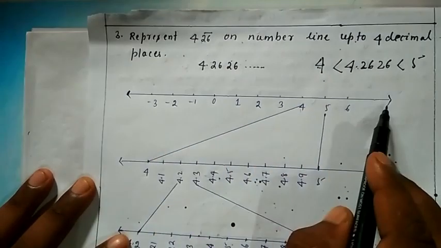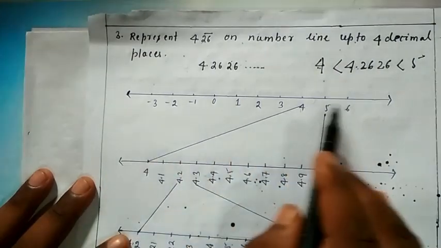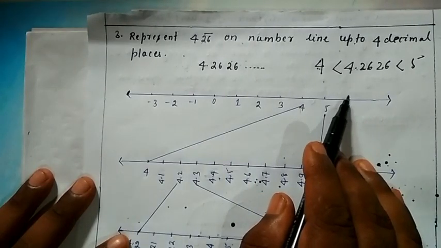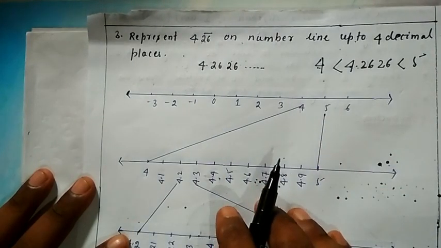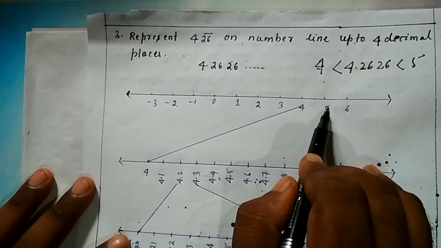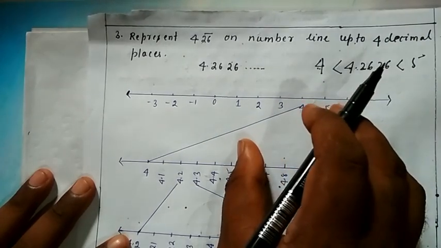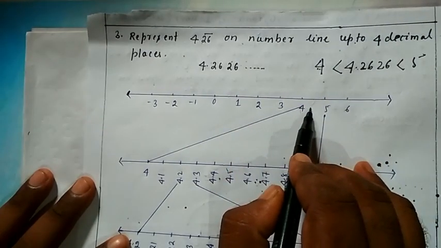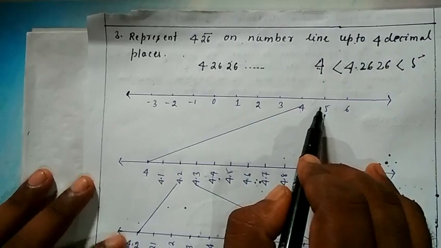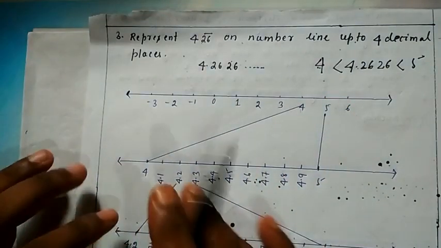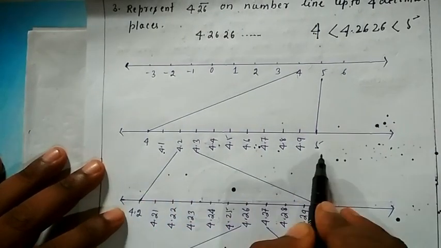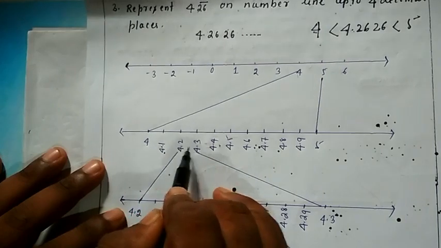Now we will draw a number line. As shown in the figure, I have drawn a number line, and we have to give close focus at the portion between 4 and 5 on the number line. If you give close focus, you can clearly see the 10 equal divisions in between 4 and 5.